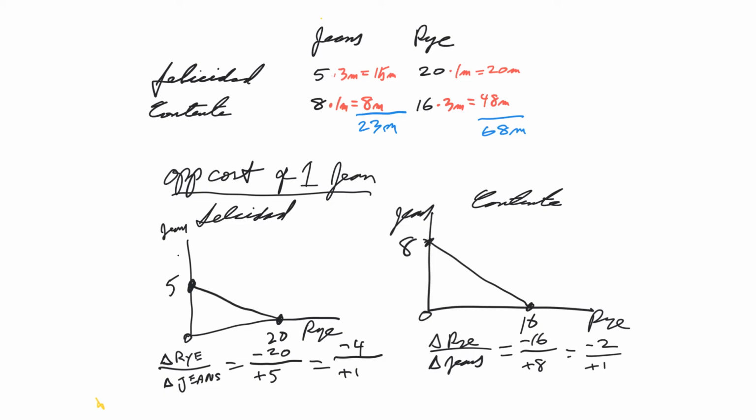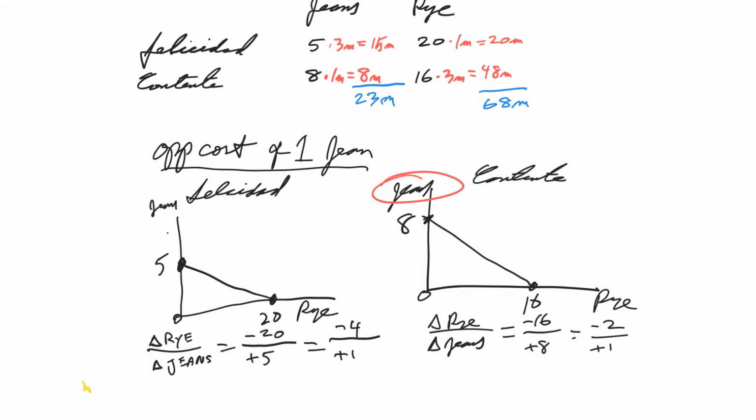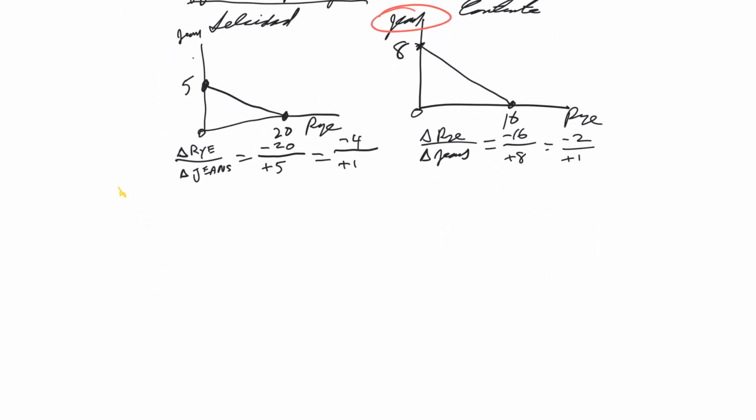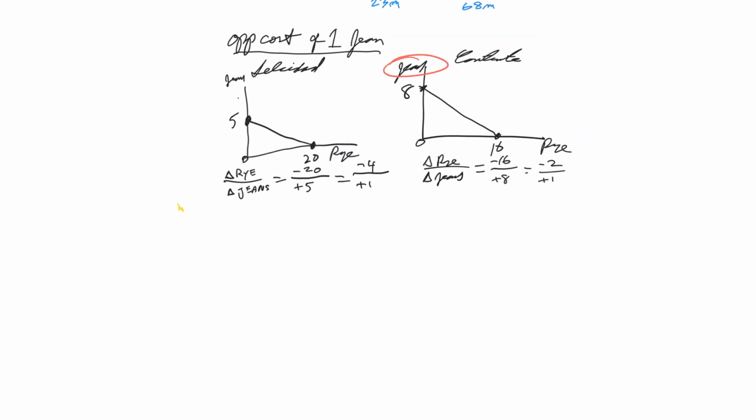So who has the comparative advantage in the production of genes? Well, it appears that Contente does, because 1 gene only costs them 2 rye, whereas in Felicidad, 1 gene costs 4 rye. So I'm going to circle just to keep track, so I remember that it is Contente who has the comparative advantage in genes. Okay, let's move this up a bit.